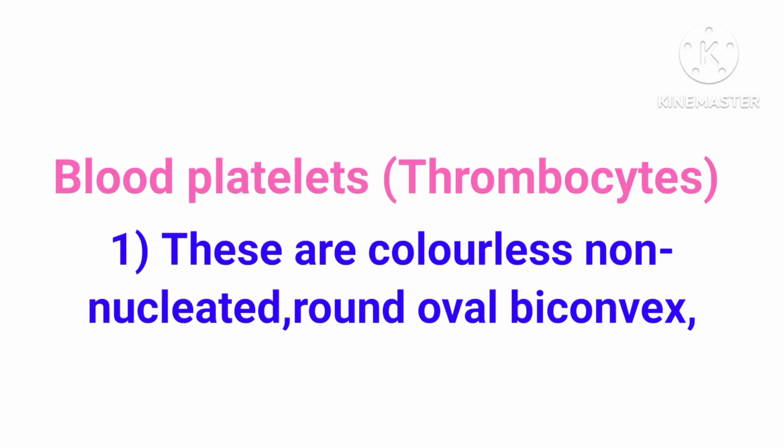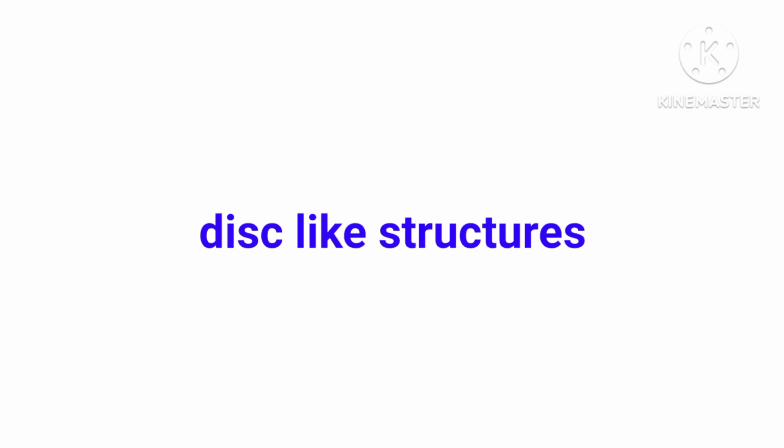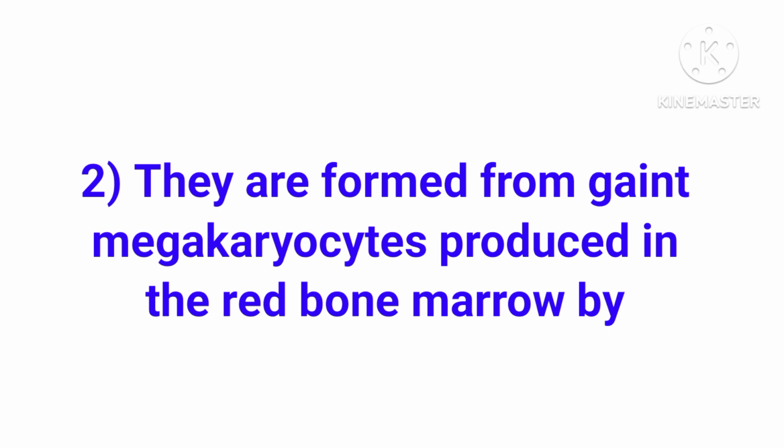These are what? Colorless, which nucleated? Non-nucleated, round or which biconvex? Oval biconvex, disc-like what structures? They are formed from which karyocytes? Megakaryocytes, produced in the which bone marrow? Red bone marrow by what? Fragmentation.